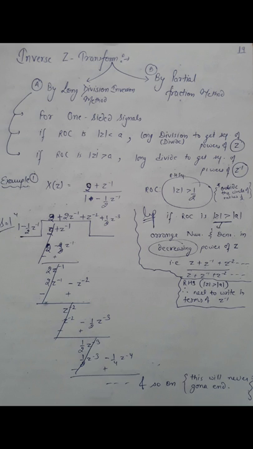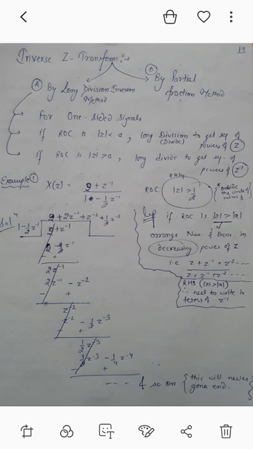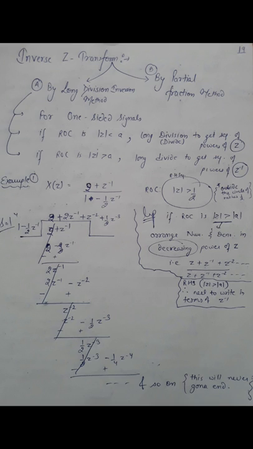Now if ROC is given as mod of Z greater than mod of A, arrange the numerator and denominator part in decreasing power of Z. Decreasing power of Z means highest power first, then Z inverse, then Z minus 2 and so on. In the statement it is already given in terms of decreasing power in the numerator and denominator part: 2 plus Z inverse upon 1 minus 1 by 2 Z inverse. Now simply divide the factor 2 plus Z inverse. By which factor do we have to divide? That is 1 minus 1 by 2 Z inverse.